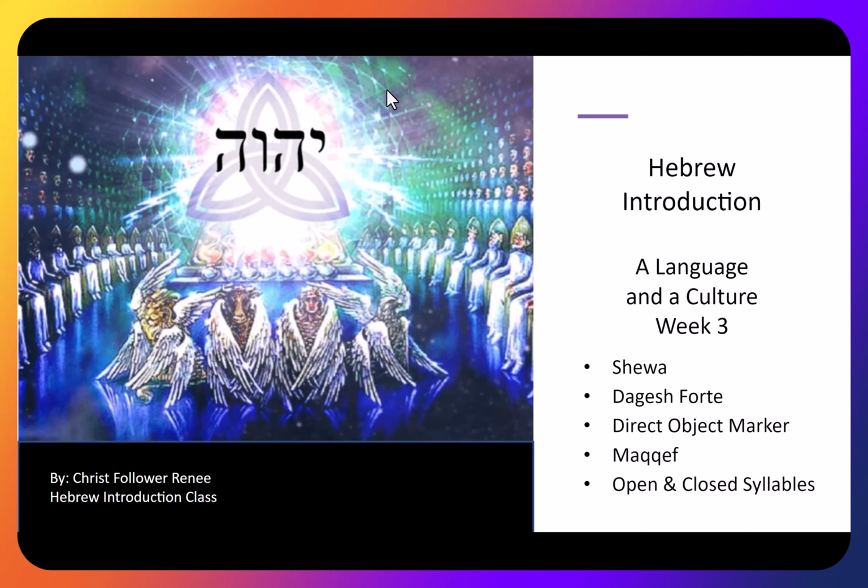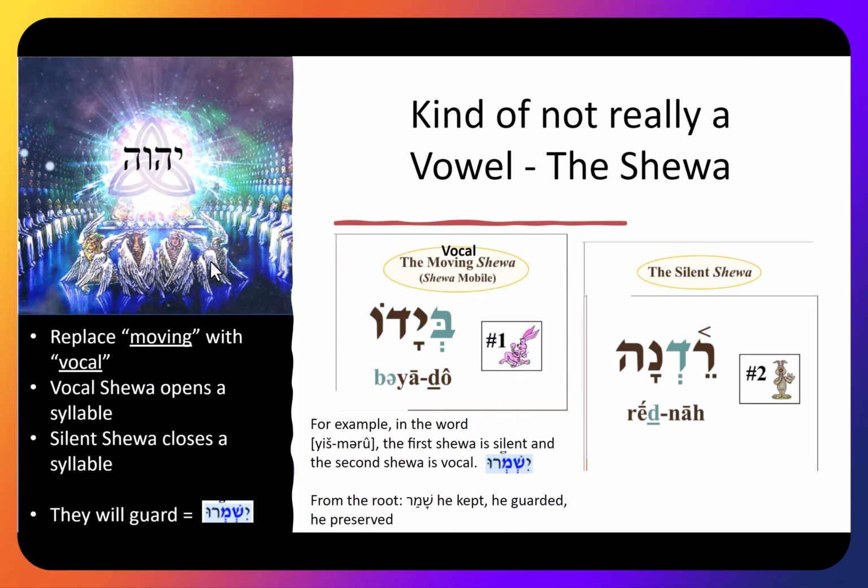This is week 3 of Hebrew Introduction, just building on some foundations. You can go back and see my videos for week 1 and 2. On this lesson, we talk about the Shewa, the Dagesh forte, the direct object marker, Makif, open and closed syllables, very briefly. So the Shewa, it's kind of not really a vowel.